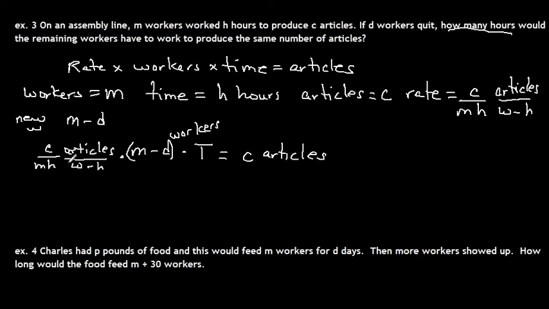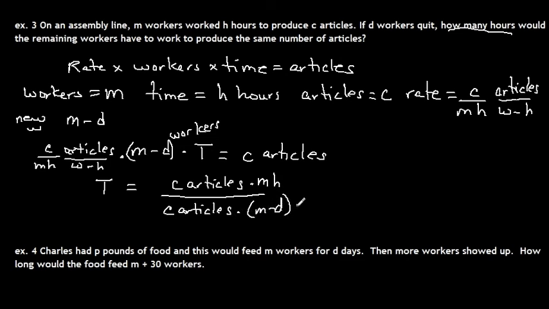Alright, so now we can solve it for T. So we're going to get T equals, this is the tricky part, C articles over here, and we're going to flip these around. We're going to flip this, so this is going to be times MH. Hopefully this works out because I'm not doing this again. And then on the bottom we have C articles times M minus D workers.